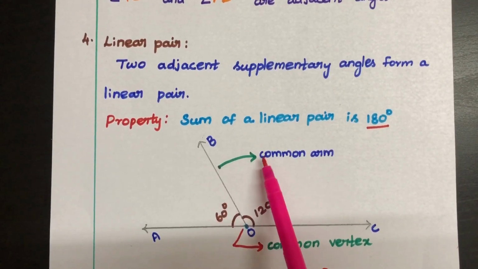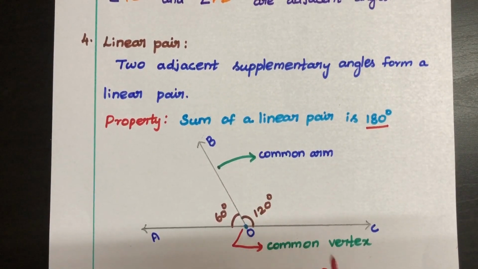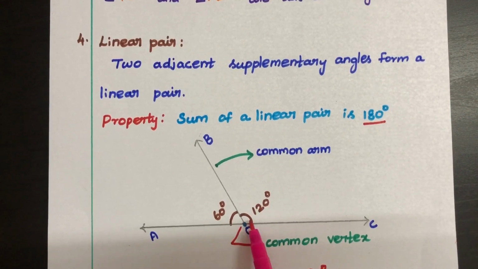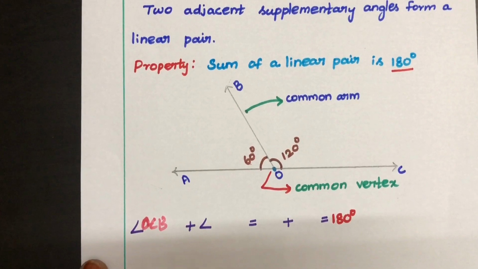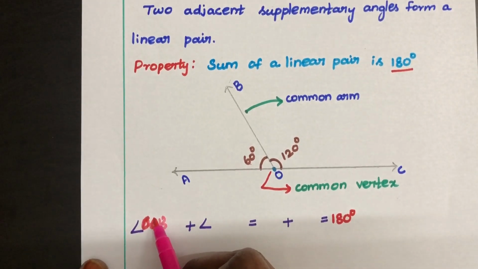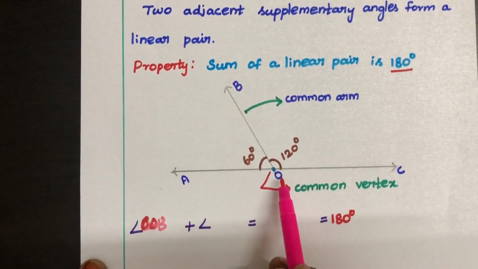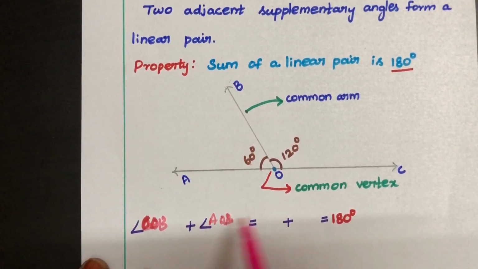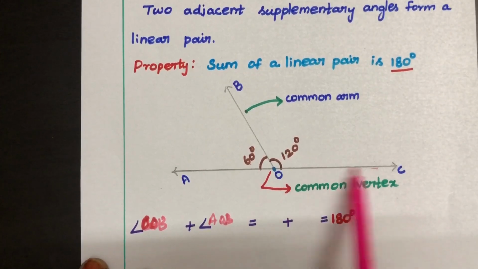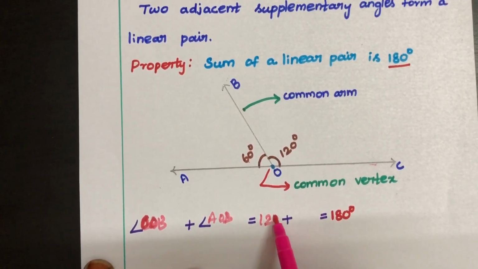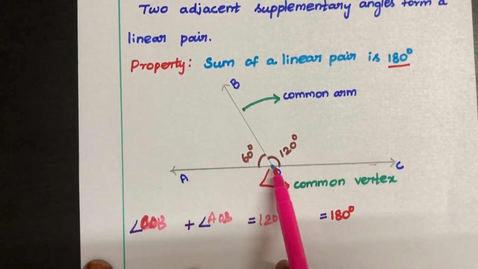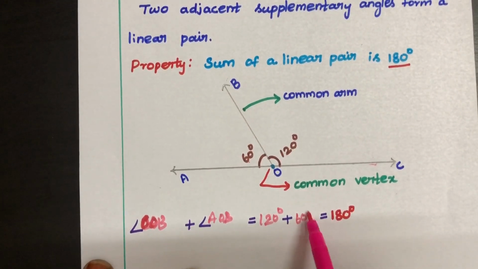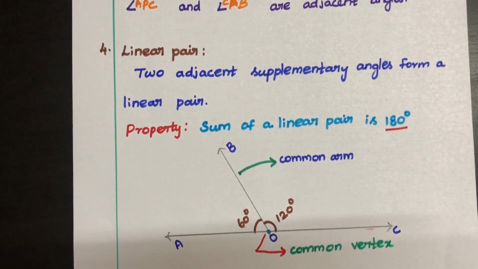This is the common arm. This is the common vertex. This is also an adjacent angle, but see here the sum of the two angles. That means the sum of angle COB and angle AOB. What is COB? It is 120 degrees. What is AOB? It is 60 degrees. So the addition of the two gives us 180 degrees.